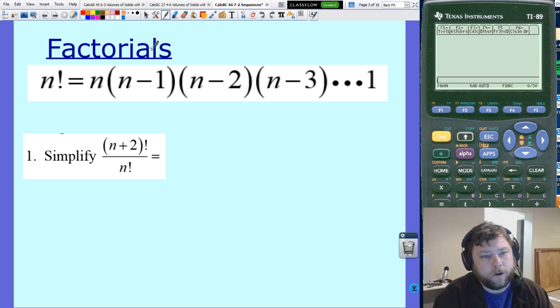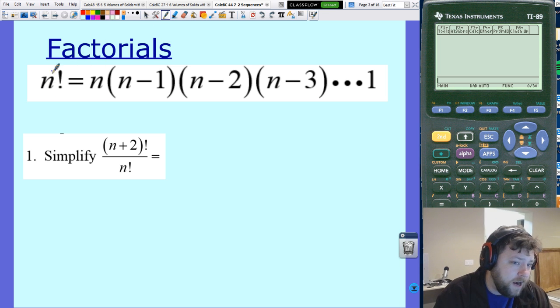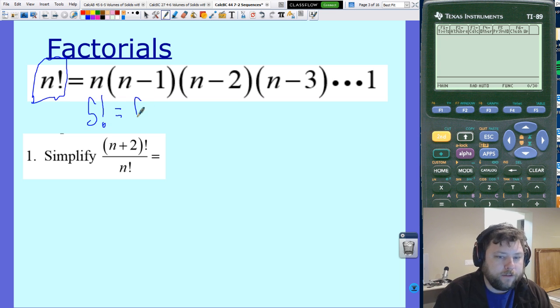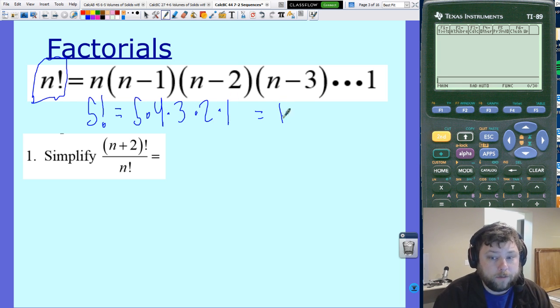So factorials. What's a factorial? It's where we put a number with an exclamation mark. You're going to see this appear a lot in BC. Basically it means multiply every number down to 1. So for example, if I had 5 factorial, that would be 5 times 4 times 3 times 2 times 1. And you multiply that, 20 times 3 is 60 times 2, that'd be 120. So this is going to be used a lot.